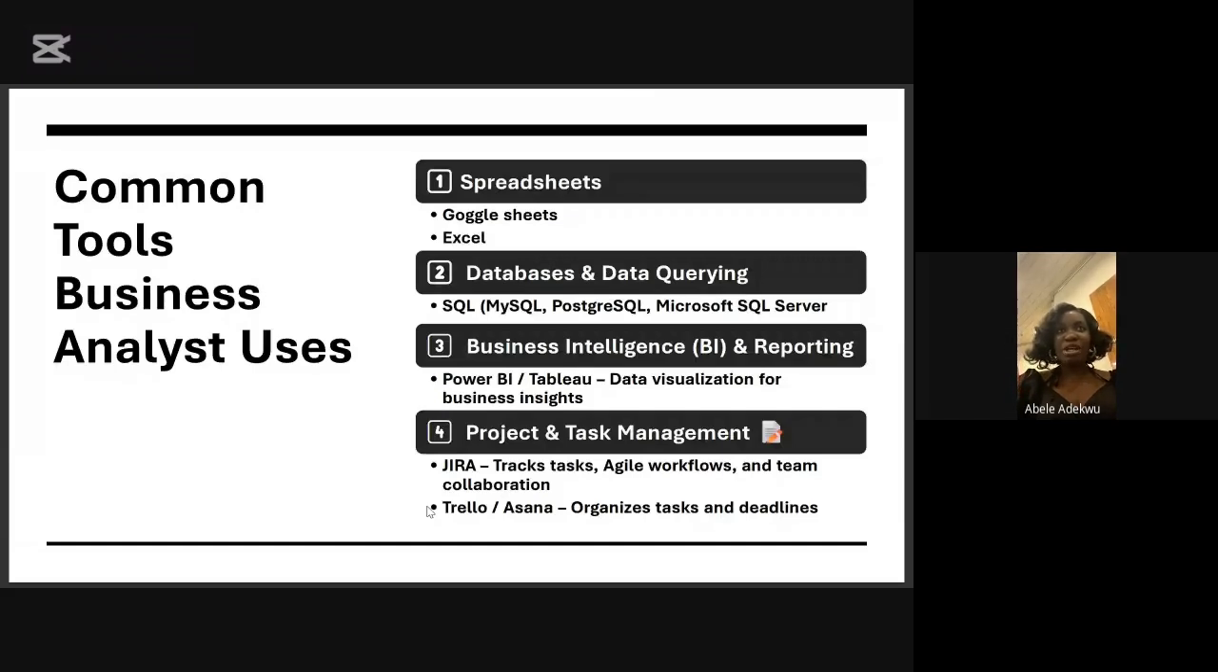A sprint can last, it depends, for a week or 2 weeks, typically 2 weeks. So at the end of every sprint, an appraisal is done by the team in an agile environment, to be able to know how the project has gone and if there's any other improvement that needs to be done. It's done at the end of every sprint. And also, a business analyst uses other tools like Trello and Asana, which help to organize tasks and deadlines.